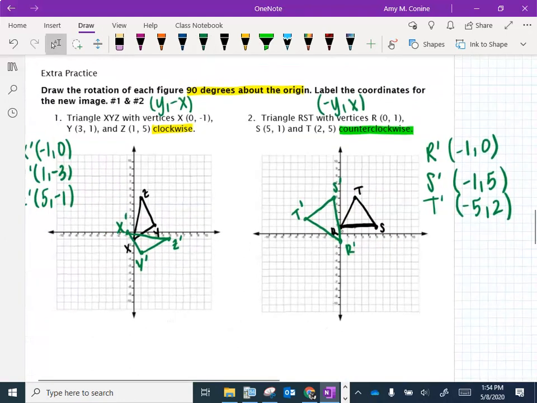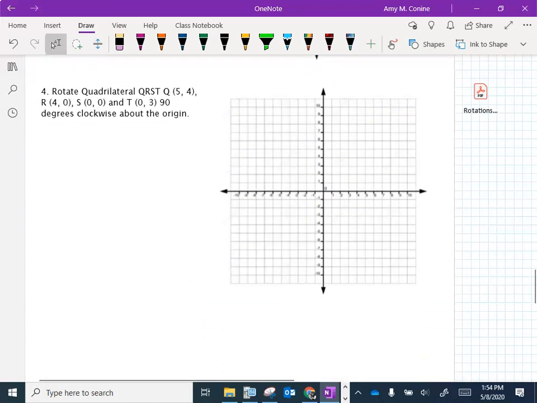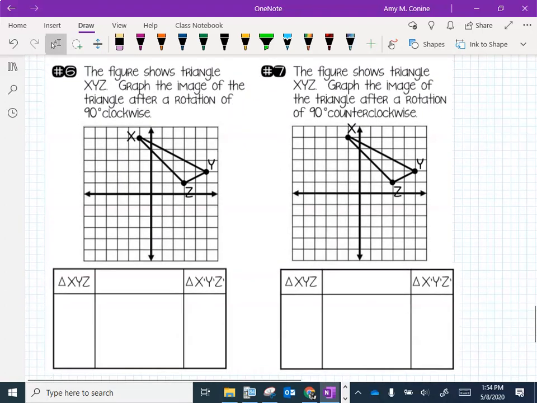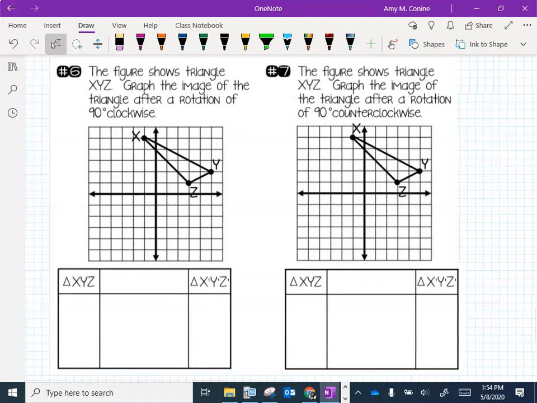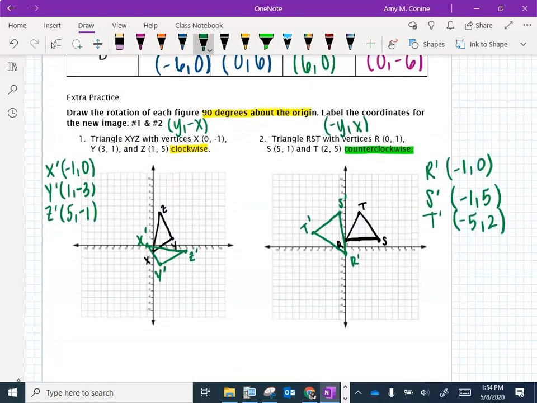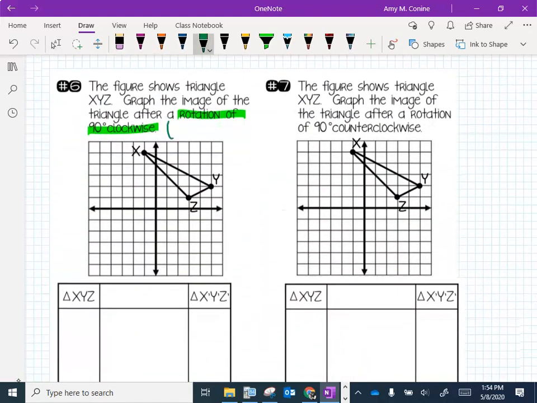All right, so the next ones we're going to take a look at. Let's do one of these down here. Number 6 we're going to do together. We have this nice little chart. We have the figure XYZ. We're going to do a rotation of 90 degrees clockwise. If you recall from your chart, clockwise is Y opposite X. So I'm just going to write that here, Y opposite X.